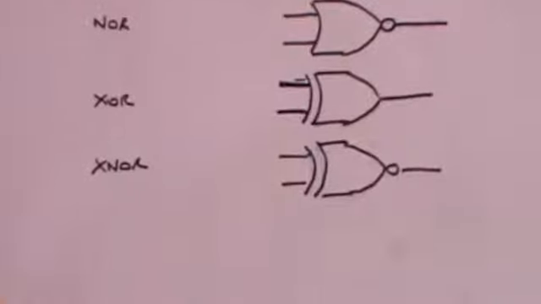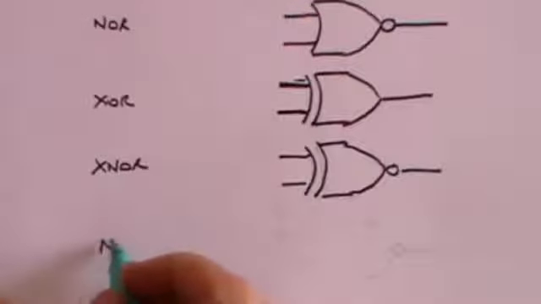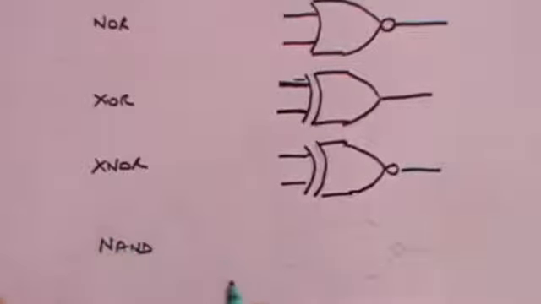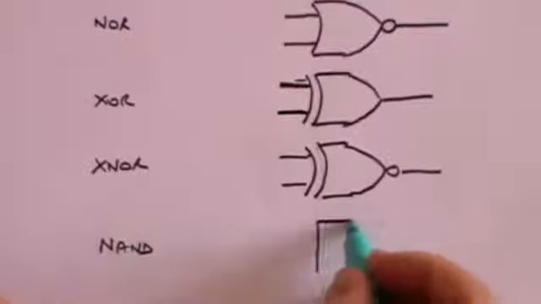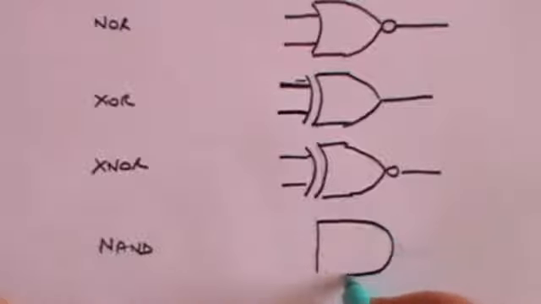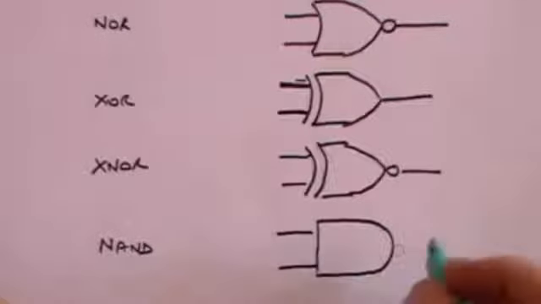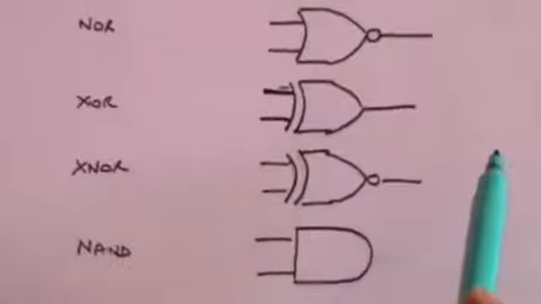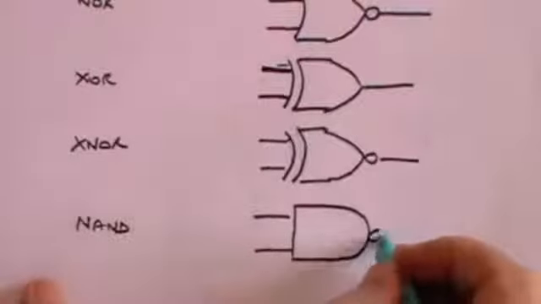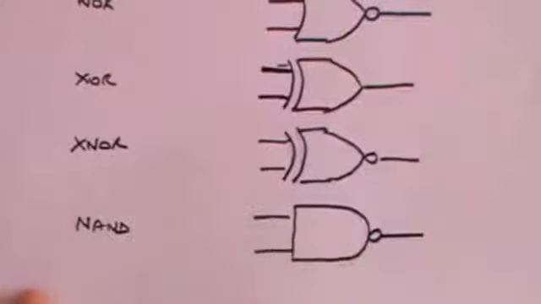And then the final one in the basic series of 7 is called the NAND gate, which kind of says "not and." And its symbol is very similar to the AND symbol. It has two inputs, but because it's a NAND symbol, of course it will have the little circle to indicate that.